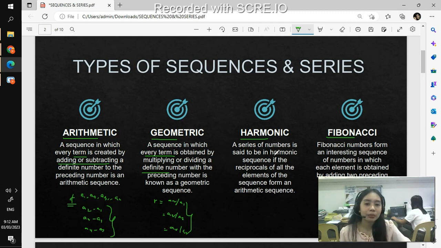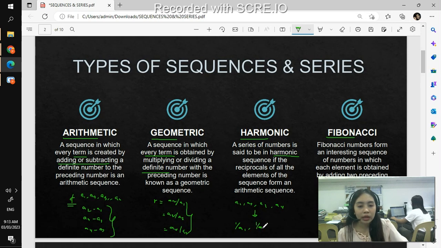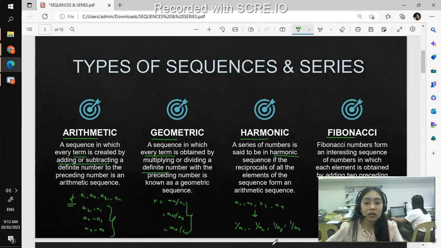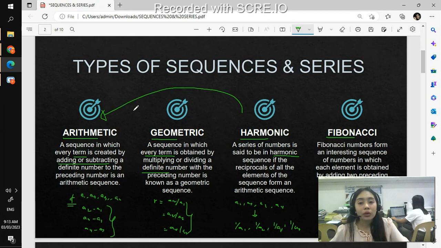It's a series of numbers that is said to be harmonic if the reciprocals of all the elements of the sequence form an arithmetic sequence. So for example, you do have in here a sequence a sub 1, a sub 2, a sub 3, and a sub 4. If you are to get its reciprocal, you will be getting 1 over a sub 1, 1 over a sub 2, 1 over a sub 3, and 1 over a sub 4, and so on and so forth. So this only means that if the reciprocal of the terms in the sequence will create an arithmetic sequence, then automatically it is harmonic. You just have to remember harmonic sequence is the reciprocal of arithmetic sequence and vice versa.